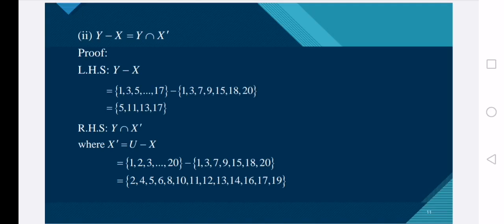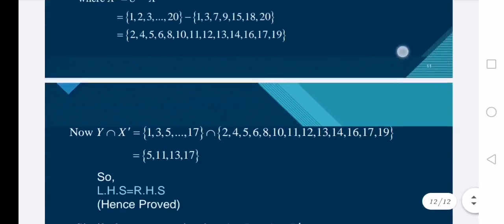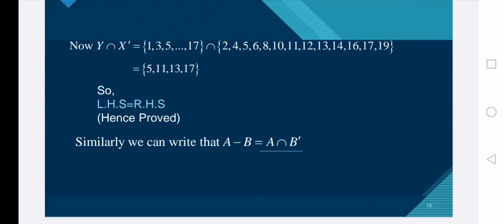Now since we have X complement, we can easily find its intersection with Y, and its intersection with Y is equal to {5, 11, 13 and 17}. So our left hand side is equal to right hand side.